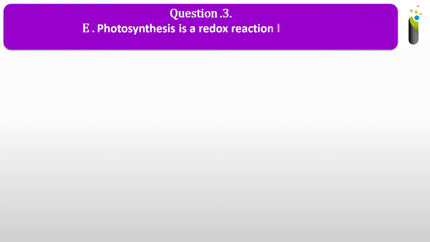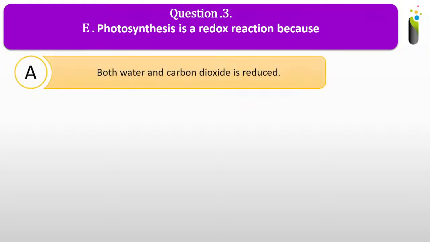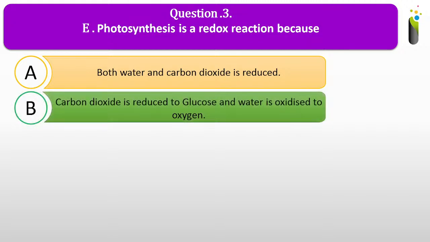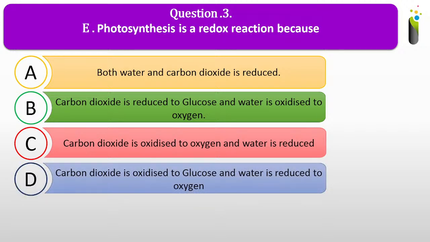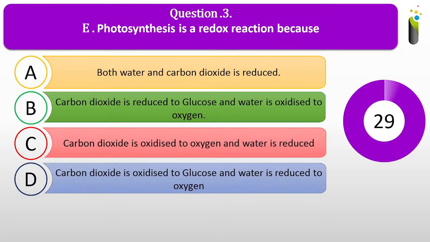Question number 3, E. Photosynthesis is a redox reaction because. Why is photosynthesis called as a redox reaction? Okay, so your options are A, both water and carbon dioxide is reduced. B, carbon dioxide is reduced to glucose and water is oxidized to oxygen. C, carbon dioxide is oxidized to oxygen and water is reduced. D, carbon dioxide is oxidized to glucose and water is reduced to oxygen.